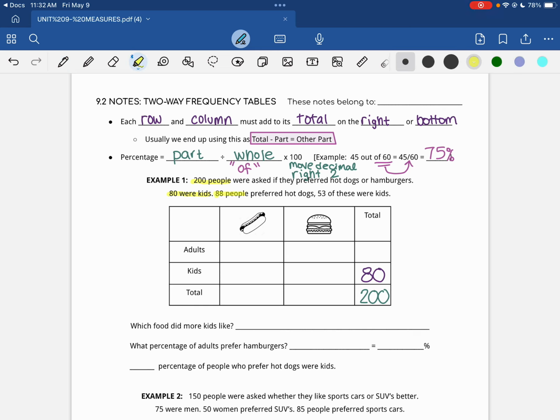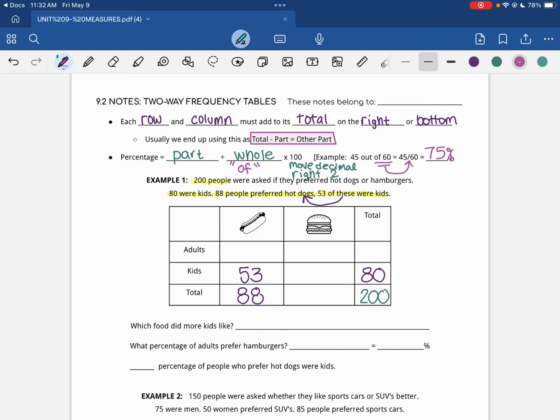Then it says 88 people preferred hot dogs. That's going to be the hot dog total because it doesn't say adults or kids, it's just 88 people. Now this last one is the one that people usually find the trickiest. 53 of these were kids. When it says the word "these," it's referring back to the hot dogs. So 53 of the hot dog people were kids. That is all the numbers that it tells us, so afterwards we are going to have to subtract or add.